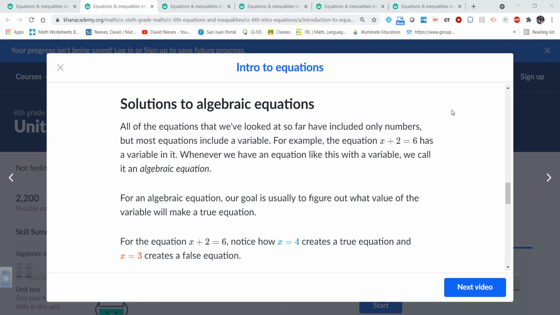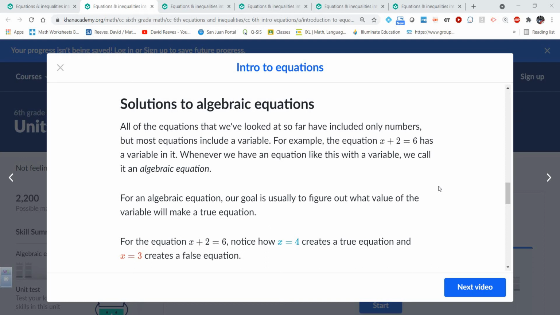And an algebraic equation was when you had an algebraic expression equal to a constant, or sometimes you have an algebraic expression equal to another algebraic expression. And for an algebraic equation, usually our goal is to find the value of the variable that makes it true, to figure out what value, in this case of x, when you add it to 2, you would get 6. And of course, we said that was 4.